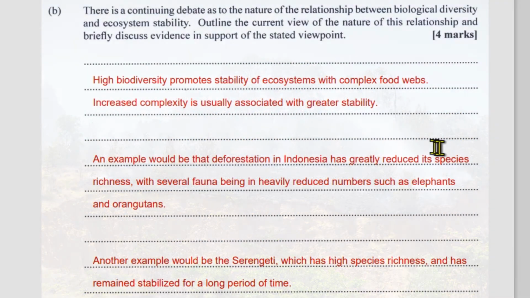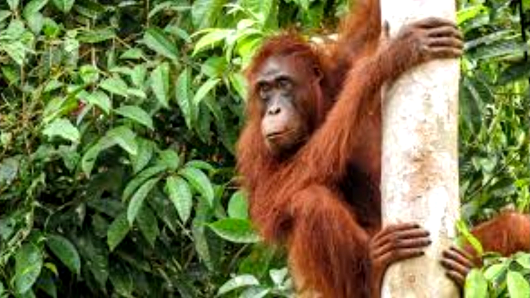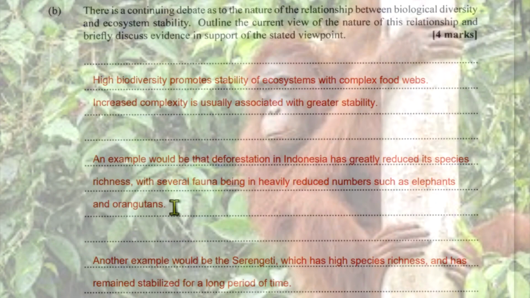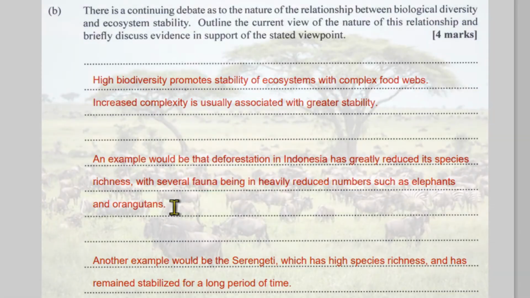So it has greatly reduced the species richness of the forest itself, with several fauna being in heavily reduced numbers, such as elephants and orangutans. A lot of birds have actually migrated because their homes have been destroyed. So this would be one example of how low biodiversity actually decreases stability, because organisms would migrate as a result. If trees and flora and so on get removed, or if certain animals get removed, that would affect the entire feeding relationship, the entire food web.